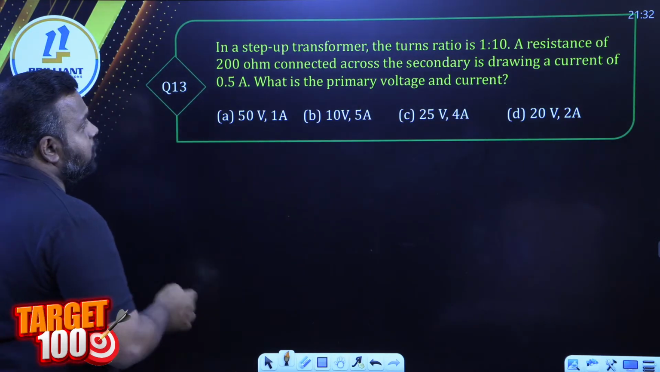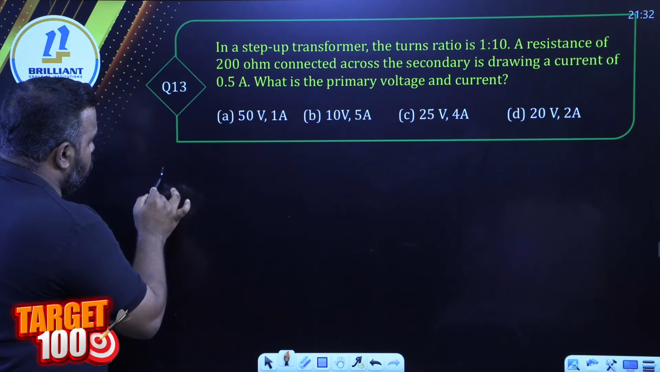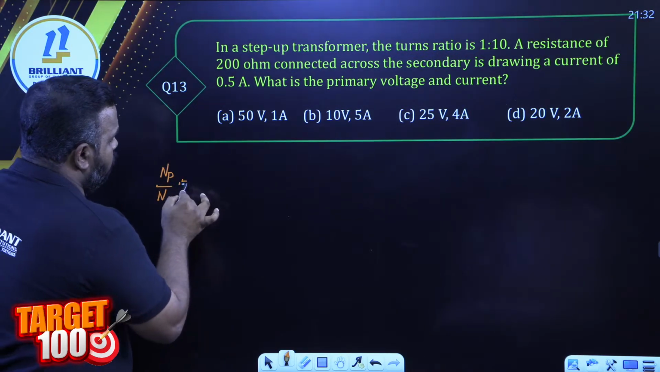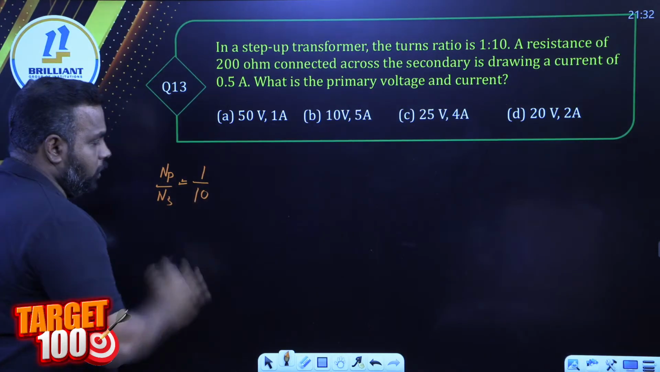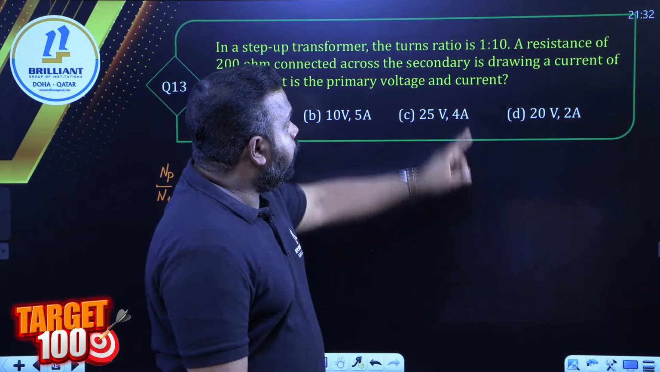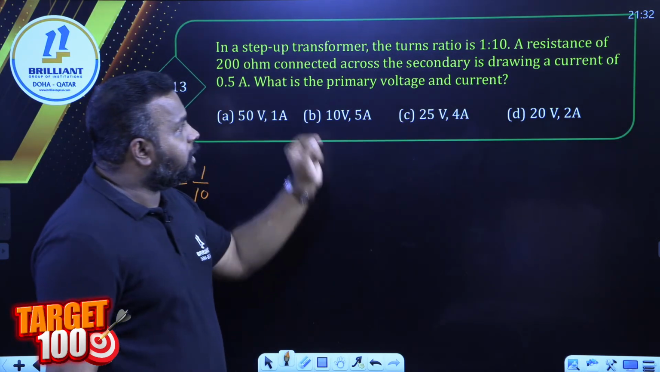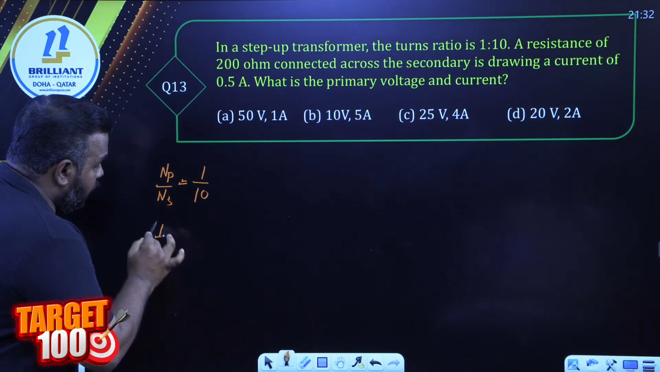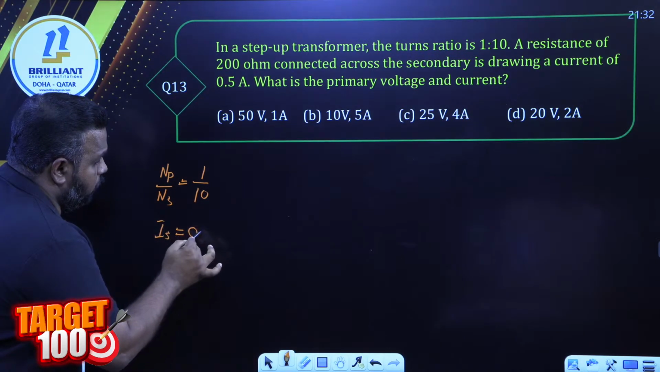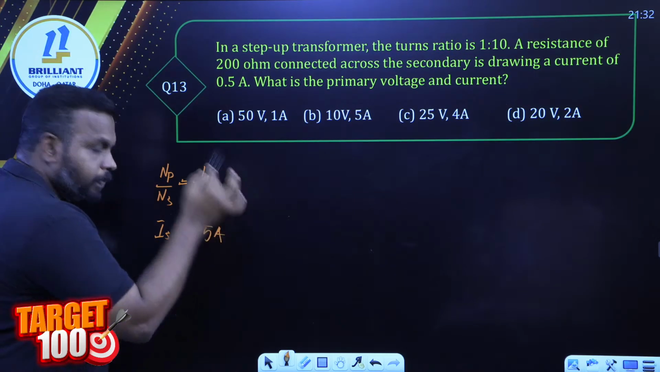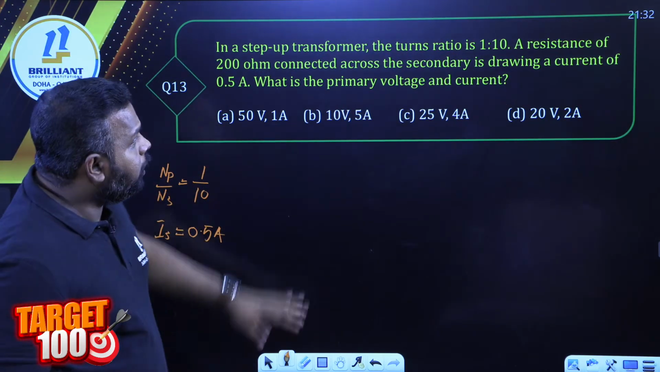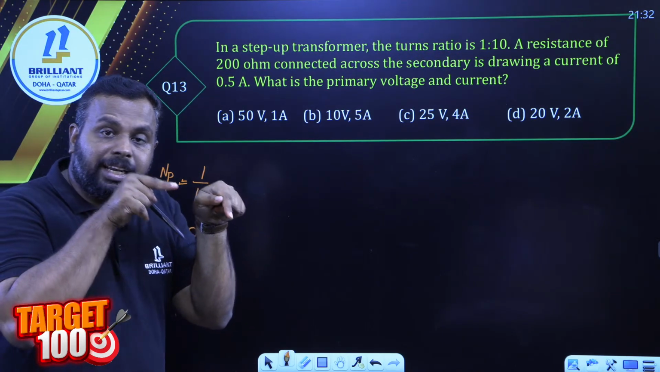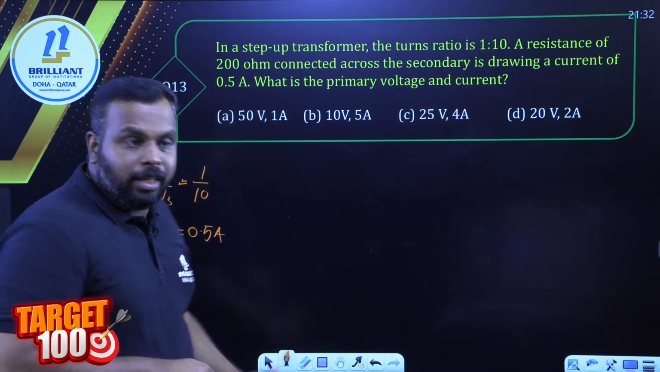Turns ratio is 1:10, so we can see that it's a step-up transformer. So NP by NS, number of turns in primary to number of turns in secondary, is 1:10. A resistance of 200 ohm is connected across the secondary, drawing a current of 0.5 ampere. So IS is equal to 0.5 ampere. The resistance in the secondary coil is 200 ohm, and the current is given.